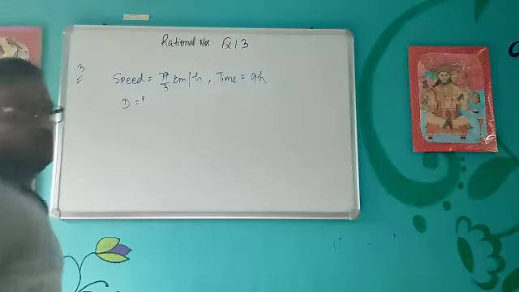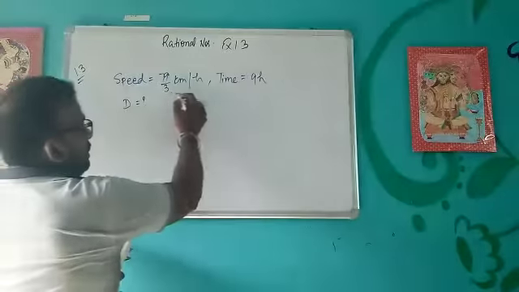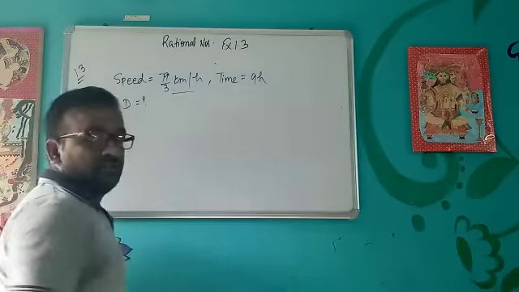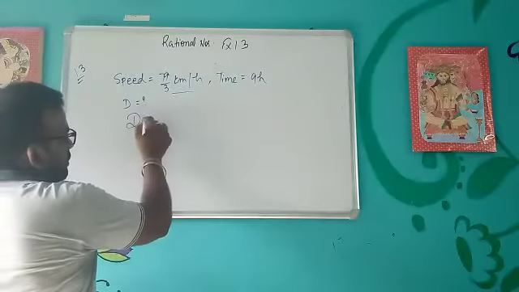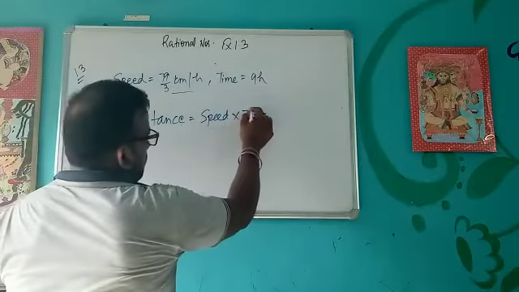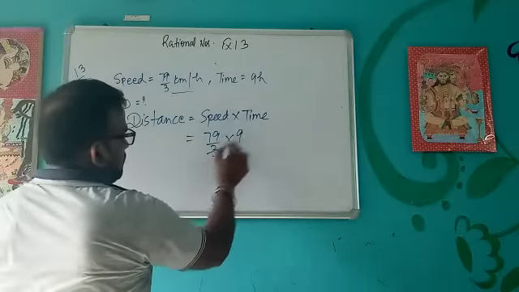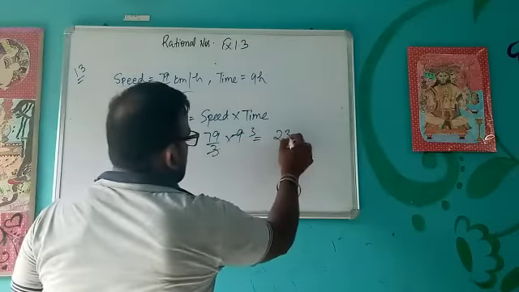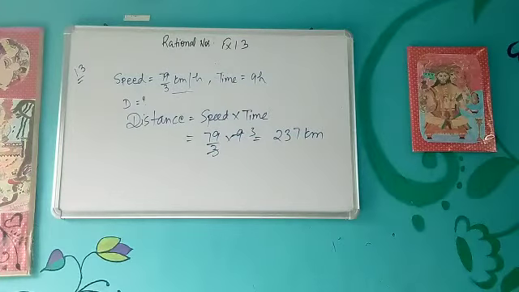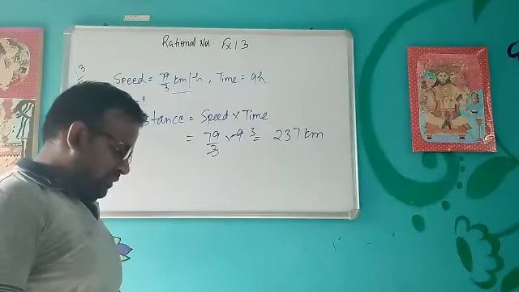Now let's see a word problem. In this, a car is moving with a uniform speed, and we have to find the distance covered by this car in 9 hours. So what is distance? We know distance is speed into time. So 79 upon 3 into 9, you just multiply, and the answer is 237 kilometers.